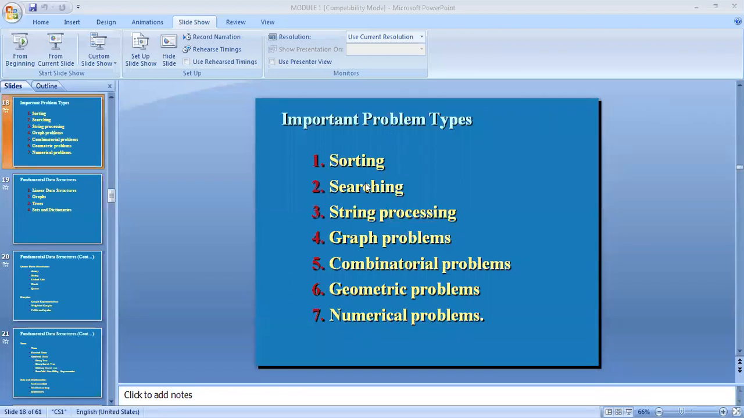The next problem we are going to discuss is searching. The searching problem deals with finding a given value, called a search key, in a given data set. Searching can be either a straightforward algorithm or a binary search algorithm, which is a different form.